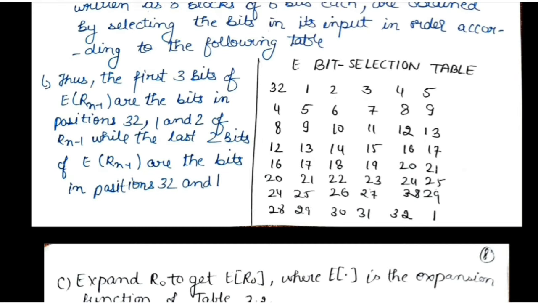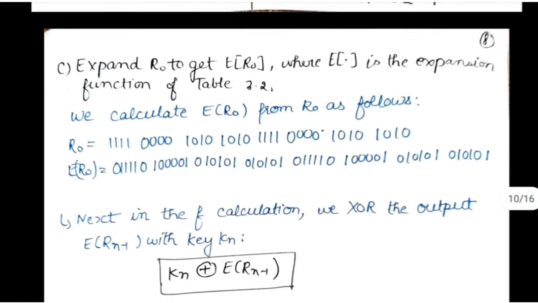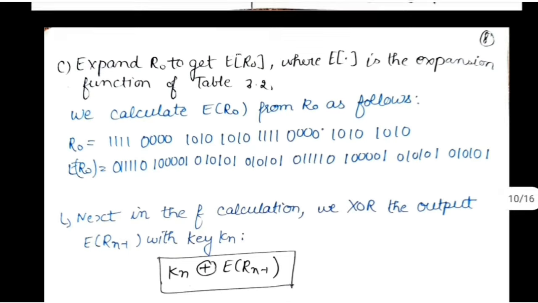Similarly, you will calculate all the values of expanded R, and the next question in the problem was to expand R0 to get ER0, where E is the expansion function of table 3.2, and this is the table which I have already shown you. So we will calculate ER0 from R0 as follows. So we have the value of R0 and we will expand it using the previous table.